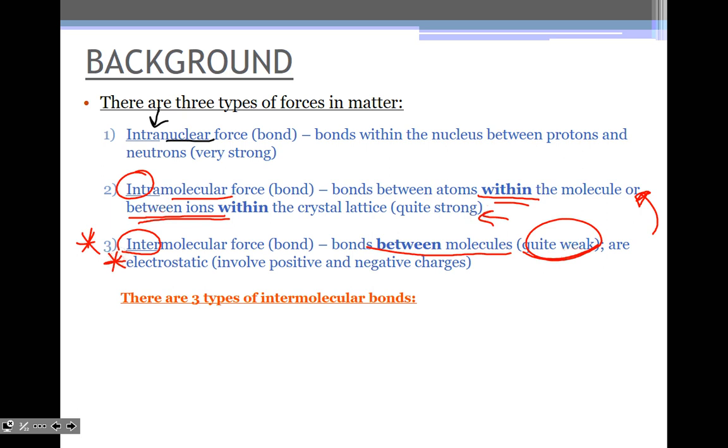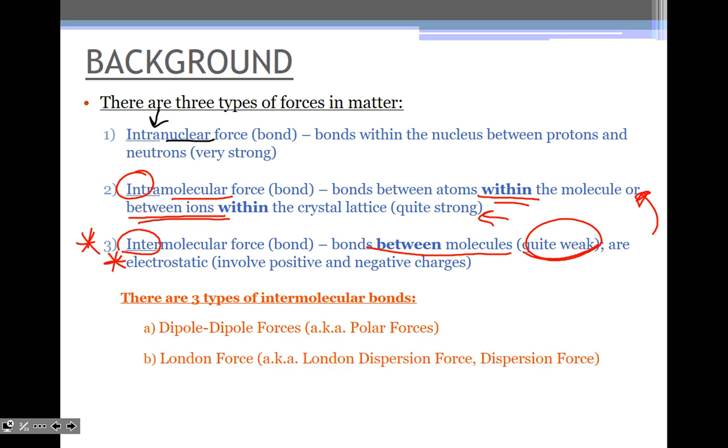Okay, you are going to have a written response question on your final for your unit, and you do have to back it up. And it's easy to back it up, so don't even worry about it. So there's dipole forces, London force, also known as London dispersion force or dispersion force, and finally hydrogen bonding.